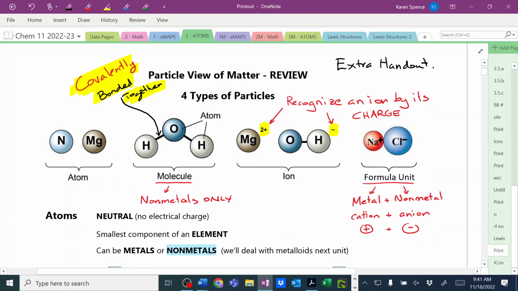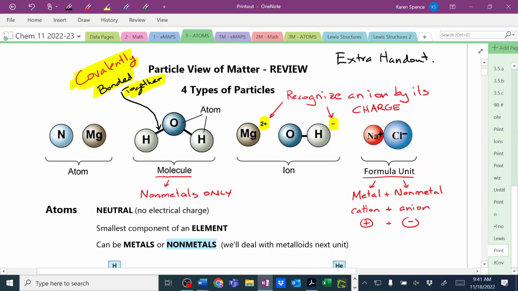Formula units are always compounds because it's always a metal and a non-metal, so you've got two different elements. Molecules have a choice of either being a compound or an element, if you have two atoms bonded together that are the same. Okay, so formula units will always be compounds.